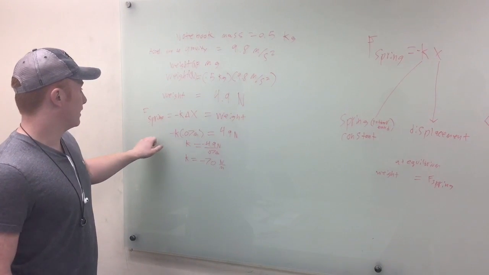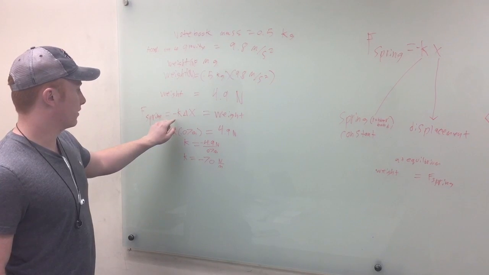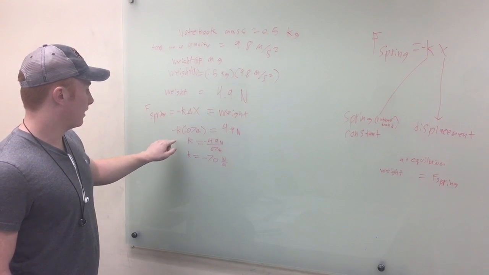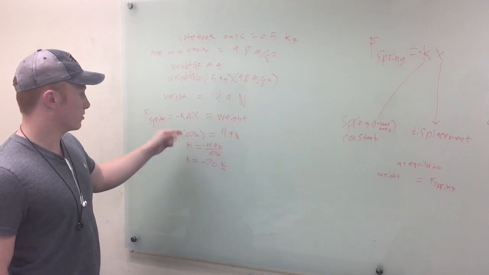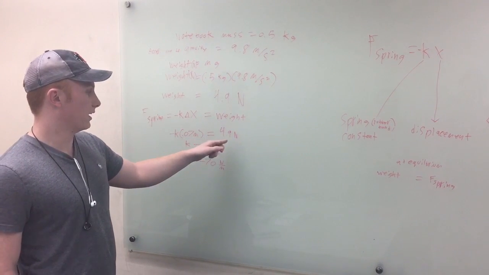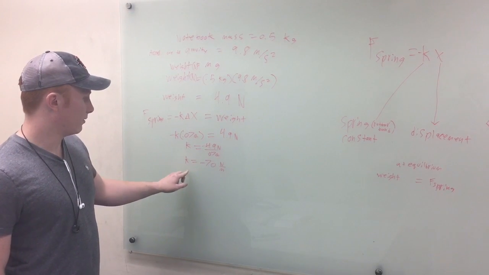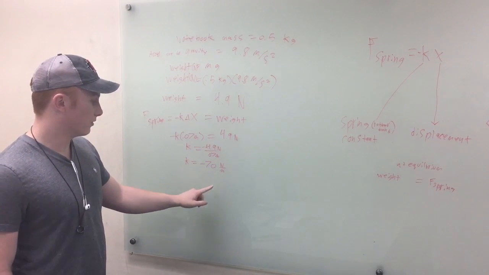We then related that to Hooke's law, which is negative k times displacement. So we had negative k times the 0.07, which is the displacement, equals the 4.9 newtons, which is the weight. Then we solved for k, and we got negative 70 newtons per meter.